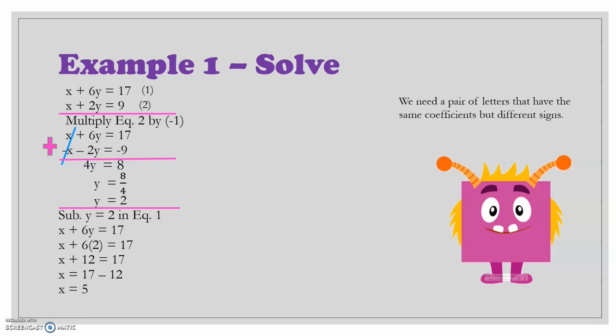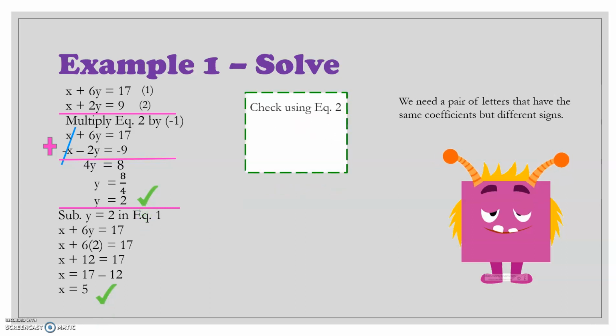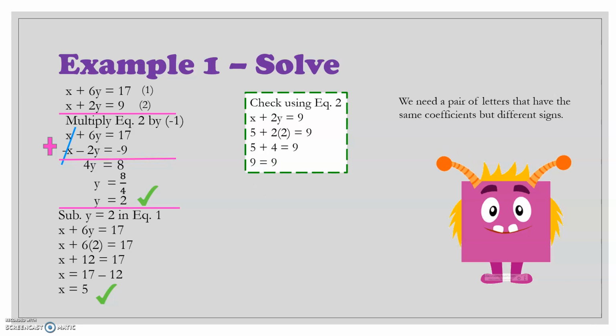Now, before I can say I'm done, it's always safe to check. So I'm going to check using equation 2. Rewrite it, of course. x plus 2y is equal to 9. 5 plus 2 times 2 is equal to 9. And this is kind of starting to look and make sense. 5 plus 4 is equal to 9. I know that I've done this correctly because 9 is equal to 9.